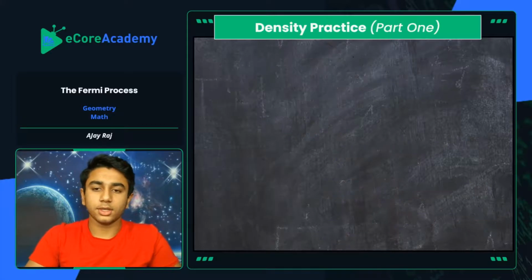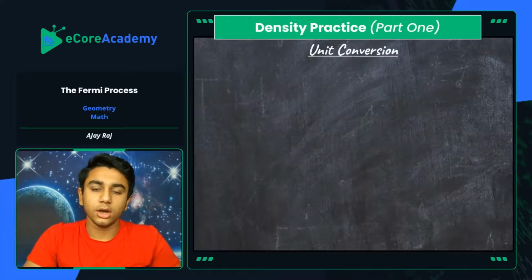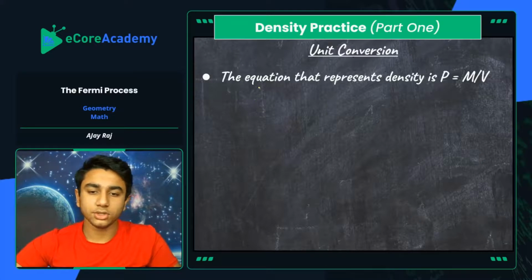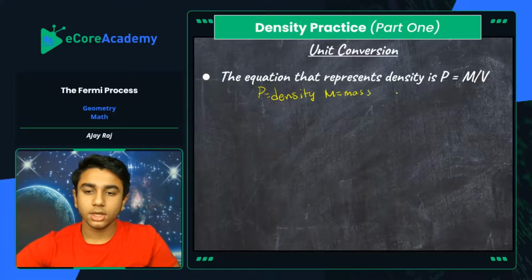All right, moving on to the next problem. Now it's density practice. I'm going to start to introduce density overall. So the equation that represents density is P equals M over V, and P is just our density, M equals mass, and V equals our volume.